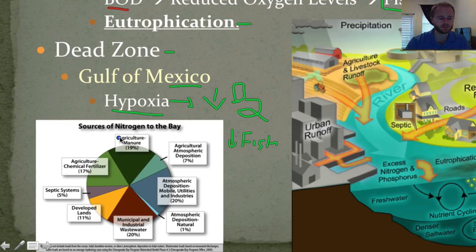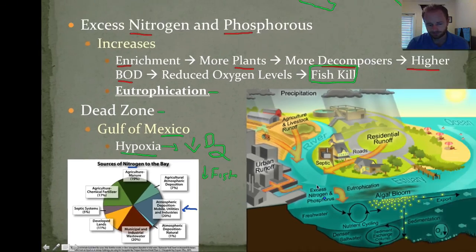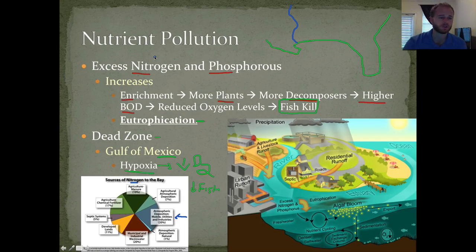If we look at some different sources of nitrogen across the world, you have agriculture in different forms, septic, land development, wastewater, automobiles, and then atmospheric deposition. So there we go, we've got nutrient pollution.